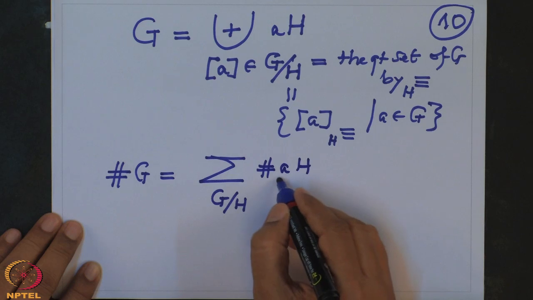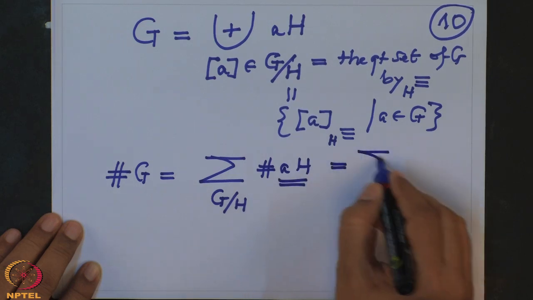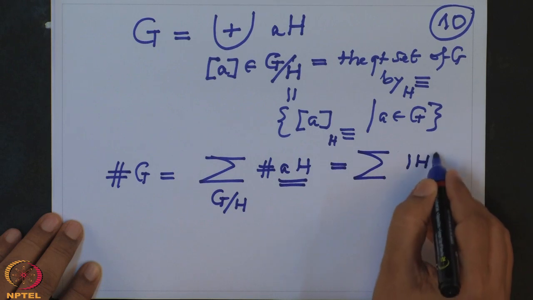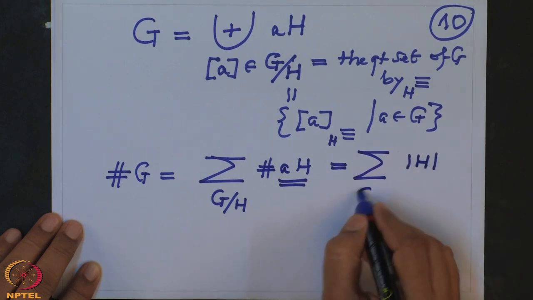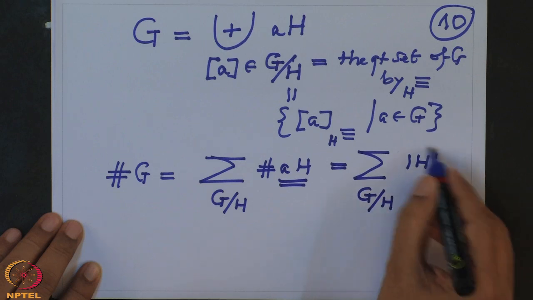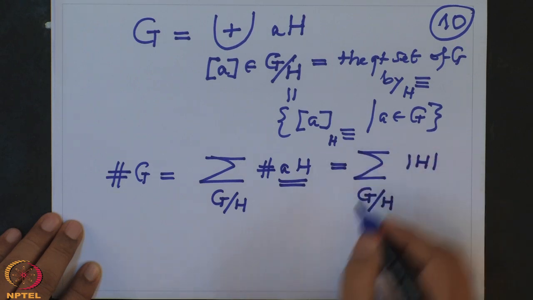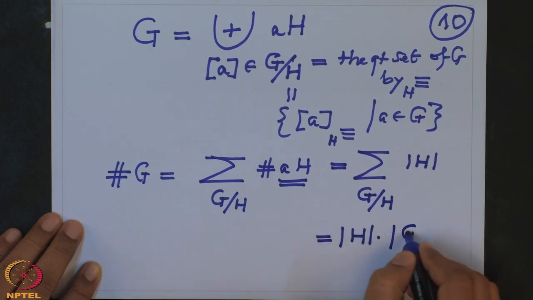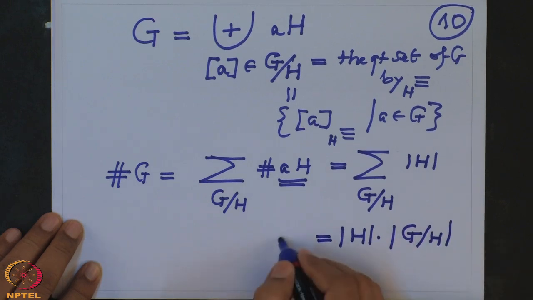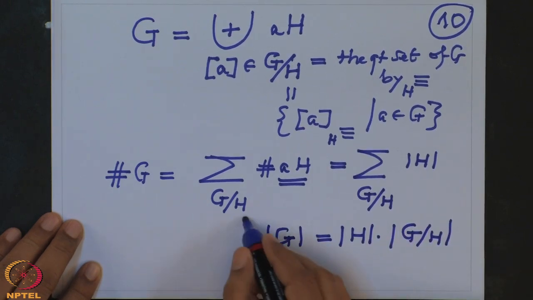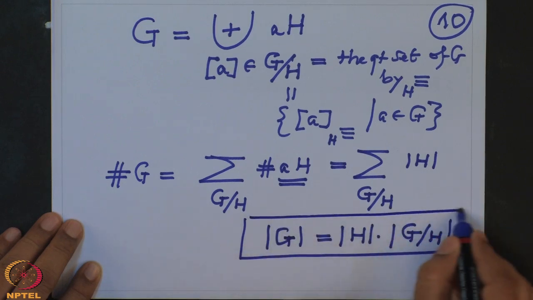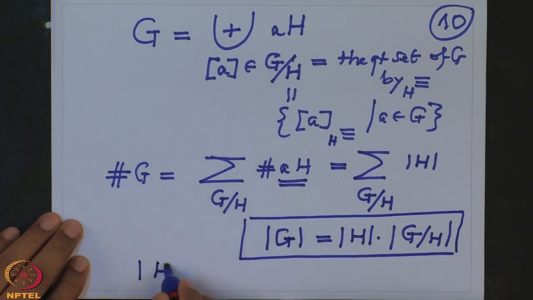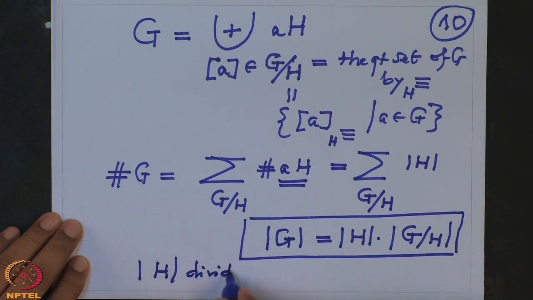But we have seen the cardinality of the coset is the same thing as the cardinality of H, and this sum is varying over G by H, and this is a constant, so I can take it out. Therefore this is equal to the cardinality of H times the cardinality of the quotient set G by H. So we get a formula: the cardinality of G equals this. But from this formula it is very clear that the order of H divides the order of G. So that proves Lagrange's theorem.